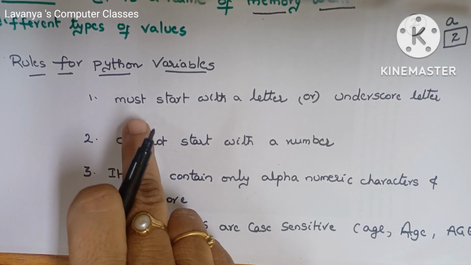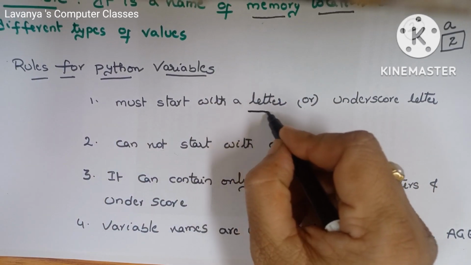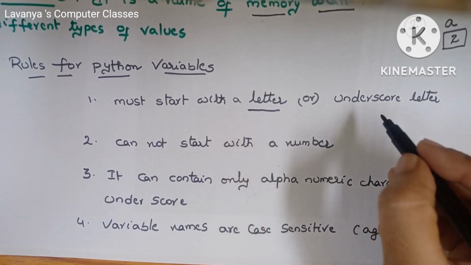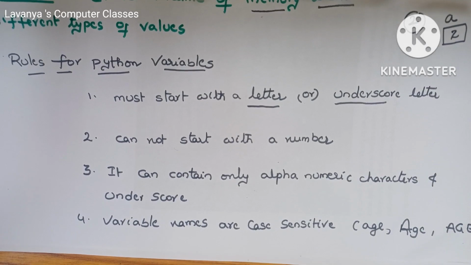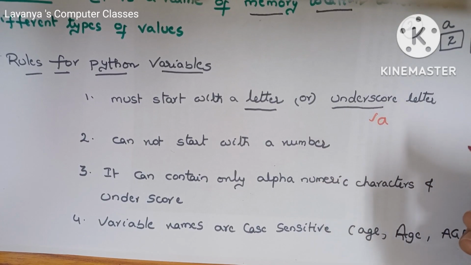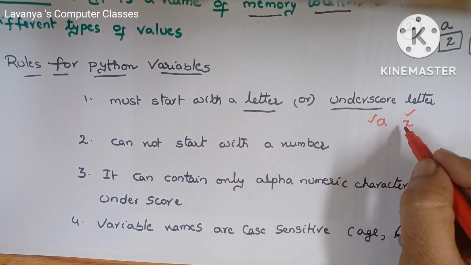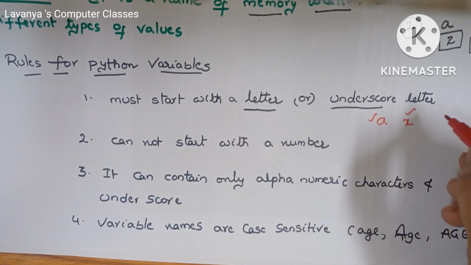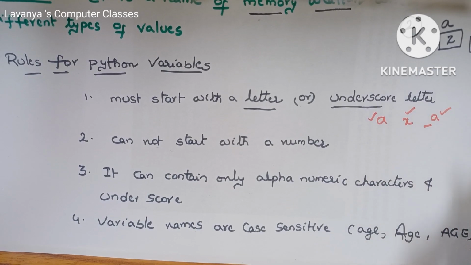What are the rules? The first rule is every variable must start with a letter. Letter means an alphabet or an underscore. Underscore is available on the computer keyboard, with shift and hyphen. Any name like A is an acceptable variable name. X is an acceptable variable because the name starts with the X character. For example, underscore a is also an acceptable variable name.